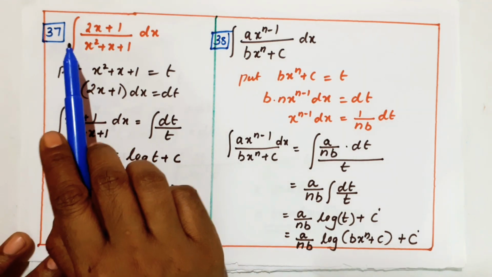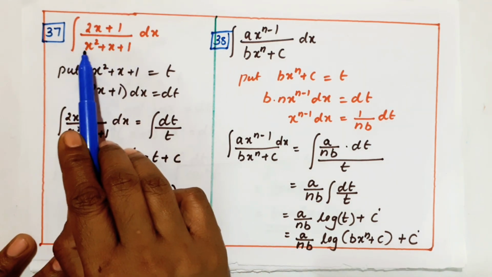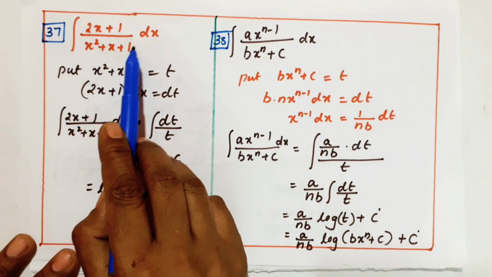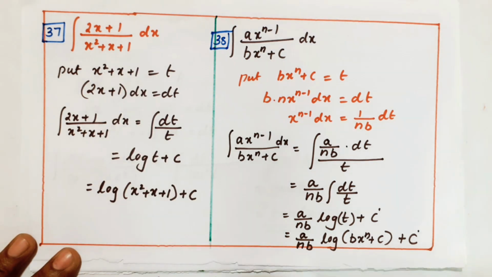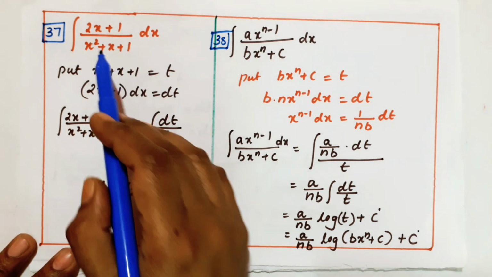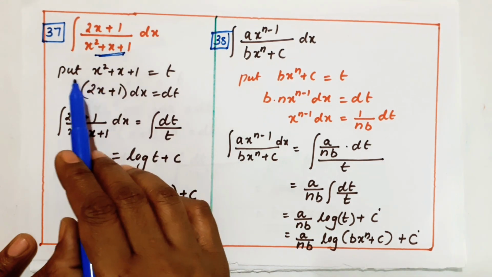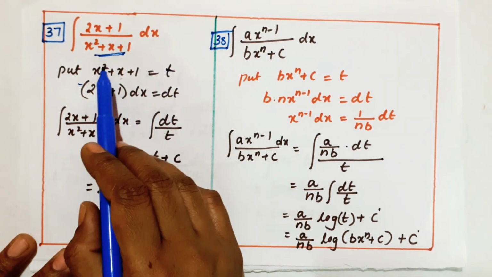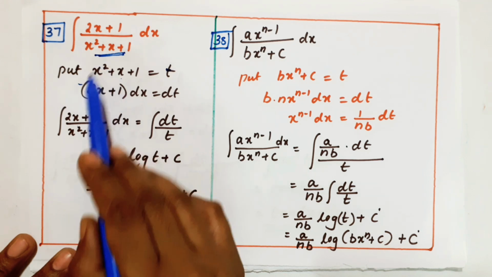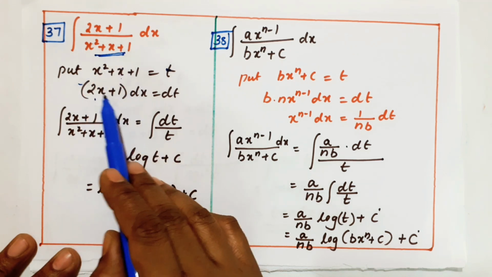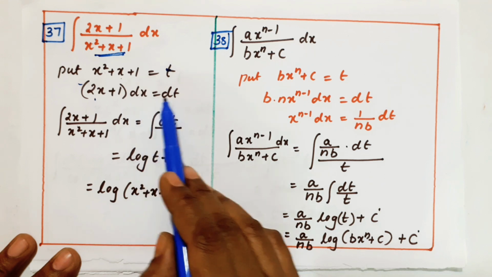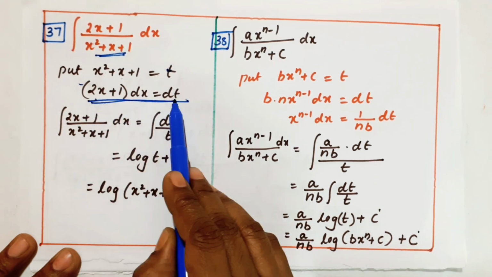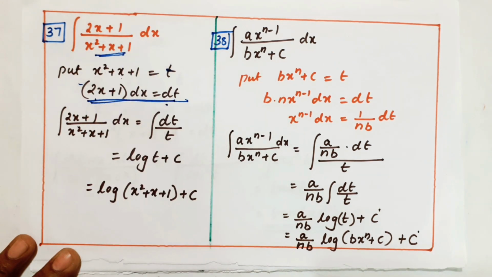See the next question. Integral of (2x + 1) by (x² + x + 1) dx. Here also, by seeing it itself, we will get an idea. The term in the denominator, you put x² + x + 1 = t. So we can write differential of x² is 2x, differential of x is 1. So (2x + 1) dx = dt.